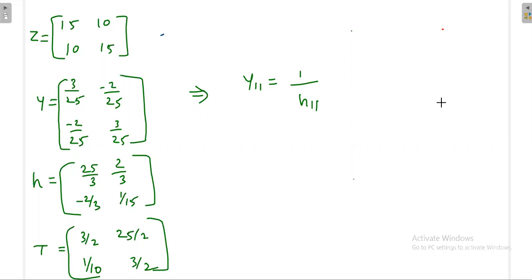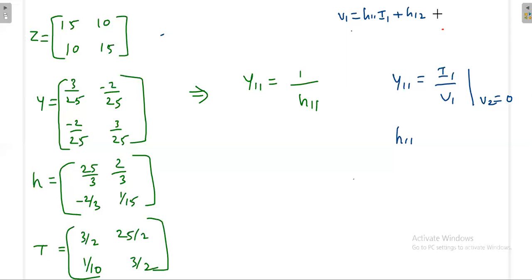So what is the base equation for y11? See how we will calculate y11. Y11 is equal to I1 divided by V1. Again, this is an admittance parameter. Admittance means short circuit parameter. That means at that time we will make V2 as 0. Then how we will calculate H11? Again, what is the base equation? I think if you remember, V1 is equal to H11 I1 plus H12 V2, and I2 is equal to H21 I1 plus H22 V2.